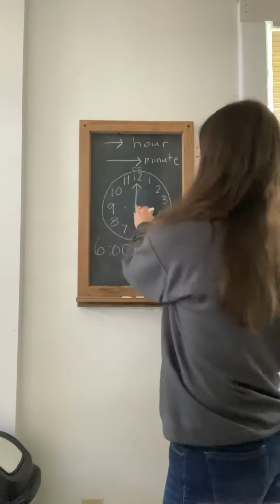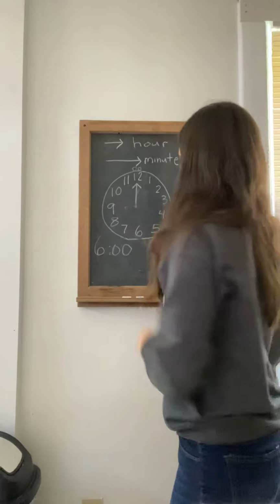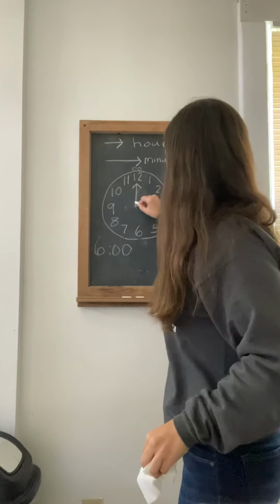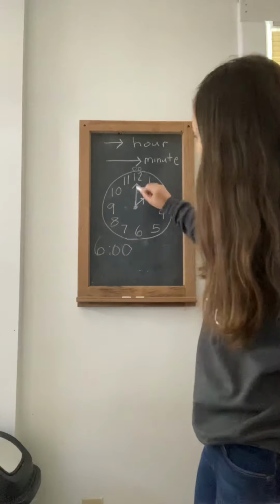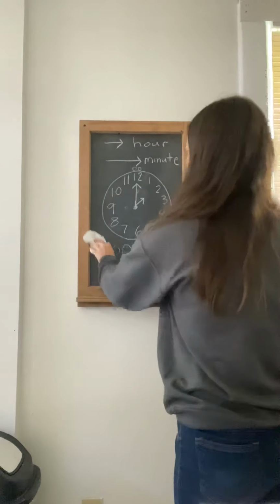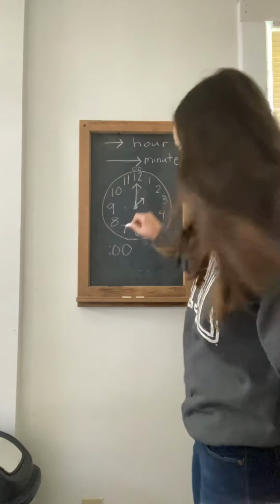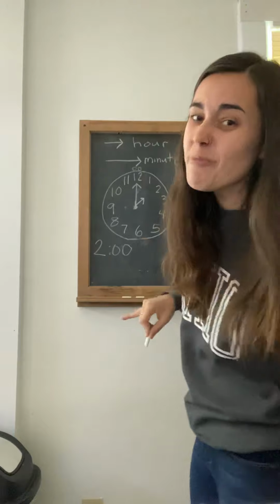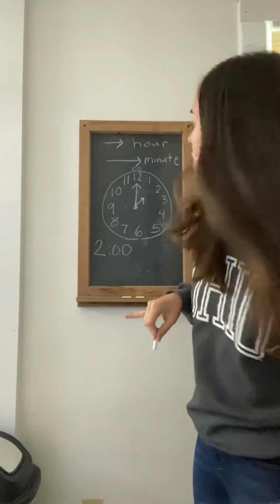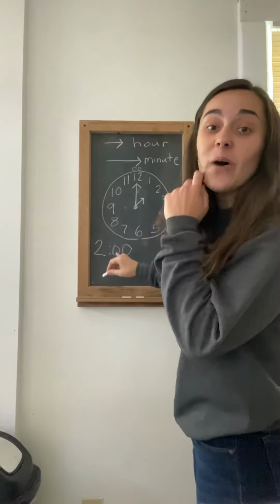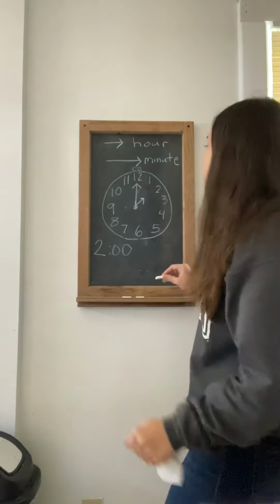All right, let's do one more. What if my hour was pointed to the 2? So I have my minutes to the 12 and my hours to the 2. What do we say first? Hour. So what's my hour on? 2. And my minute hand is where? It's on the 12, but it's not 2:12. We don't call that. This is 0, right? So it's 2 o'clock. 2 o'clock.